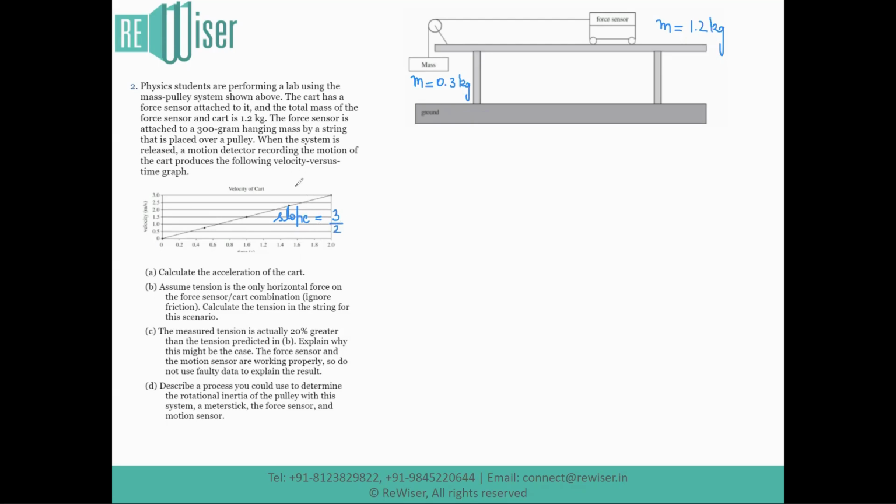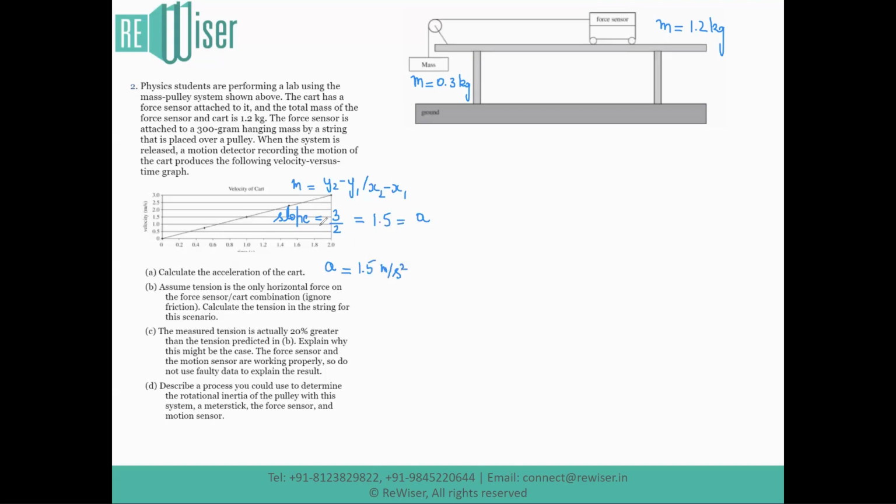This is from the equation of a line, which gives us slope m as equal to y2 minus y1 over x2 minus x1. The value of the slope is 1.5. This is exactly nothing but the acceleration a, which is equal to 1.5 meter per second squared. So we have answered part A, which asks us to calculate the acceleration of the cart.